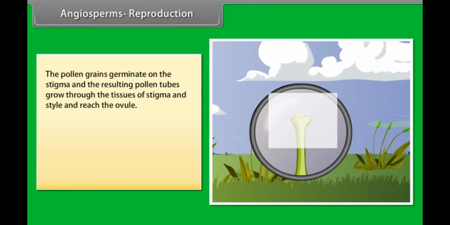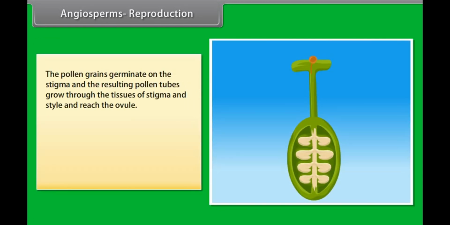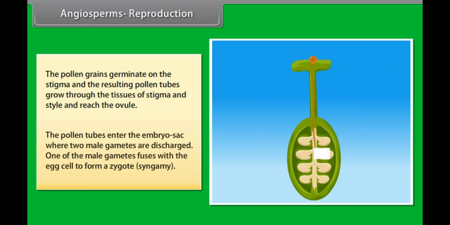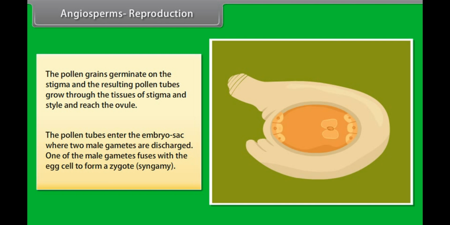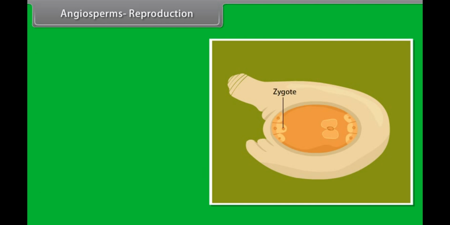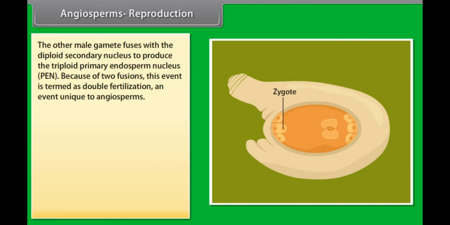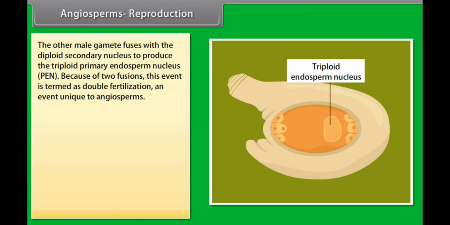The pollen grains germinate on the stigma, and the resulting pollen tubes grow through the tissues of stigma and style and reach the ovule. The pollen tubes enter the embryo sac, where 2 male gametes are discharged. One of the male gametes fuses with the egg cell to form a zygote, syngamy. The other male gamete fuses with the diploid secondary nucleus to produce the triploid primary endosperm nucleus, PEN.